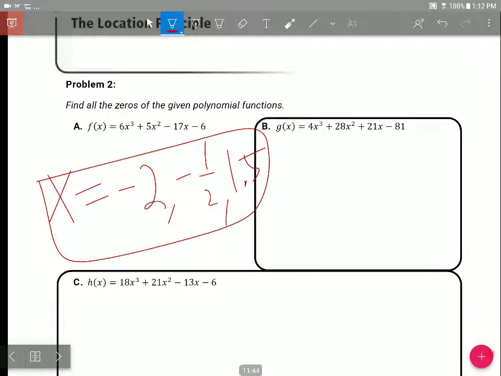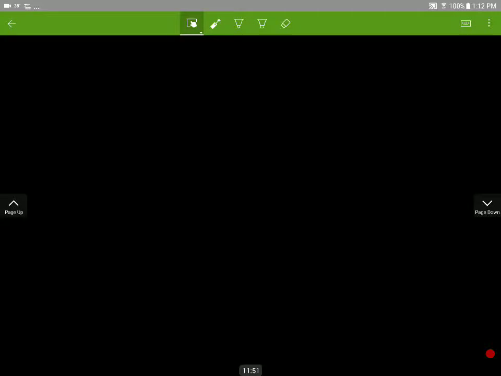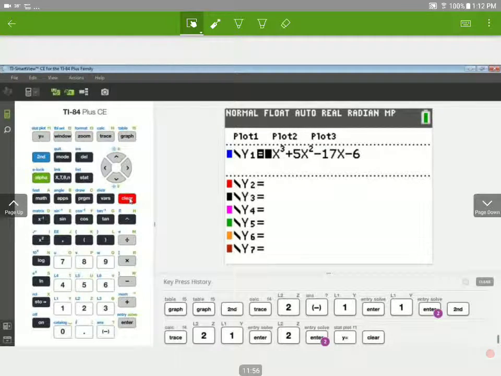Let's do letter B real quick. Make sure we're all on the same page. All right? Letter B. Same idea. Go back to your calculator. What's the first thing we're going to do with the calculator? Plug it in. All right, so y equals, clear the old one out. We got 4x to the third. Okay, 4x to the third.